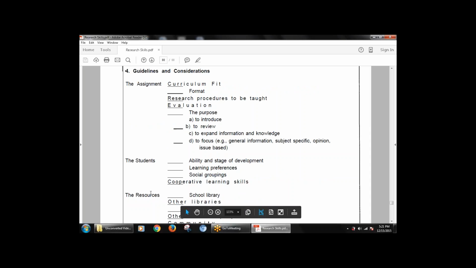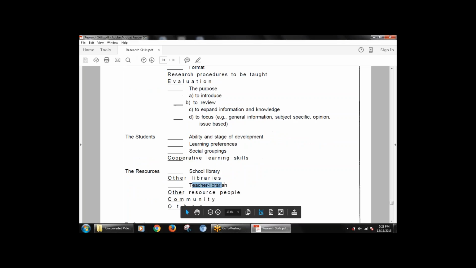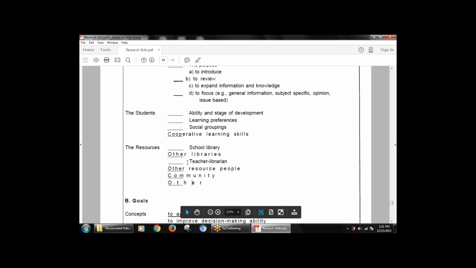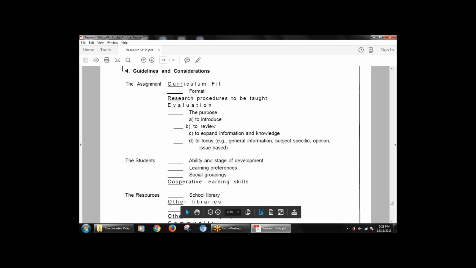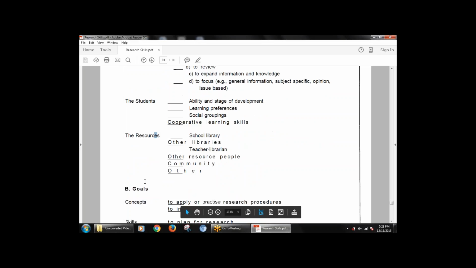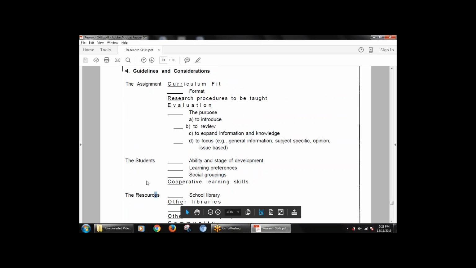The next is the resources, that is, what are the various resources available. That includes, first, the school library, then other libraries, the teacher librarian, other resource people, then community, then other. So these are the various resources. So first is the assignment, then the students, then the resources. These are the three parts of the guidelines and the considerations that are carried out.